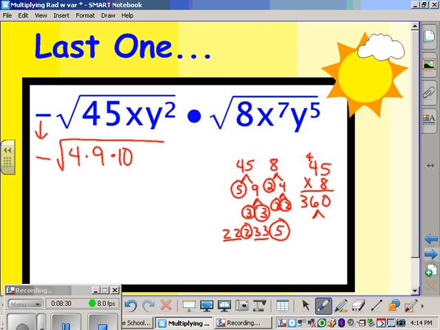Now let's look at our variables. For our variables, if we add their exponents together, we will have x to the 8th, which is a perfect square because its exponent is an even number. For the y's, we get y to the 7th. Now y to the 7th can be broken down into y to the 6th and y, so that at least part of it is a perfect square. So let's go ahead and do that.